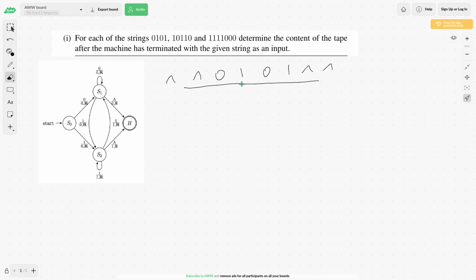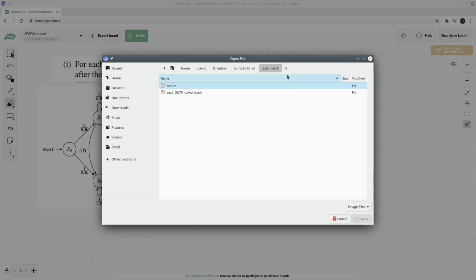Now I'm in S1. If I see a 1, write a 0, move right, and then go to S2. So this becomes a 0, and I move to the right. And in S2, if I see a 0, I write a 1 and move right. Okay, so this 0 becomes a 1, then move right again to S1. If I see a 1, flip it to a 0, move right. So look, we're just flipping 0s to 1s and 1s to 0s.